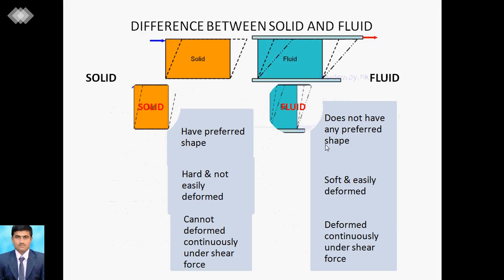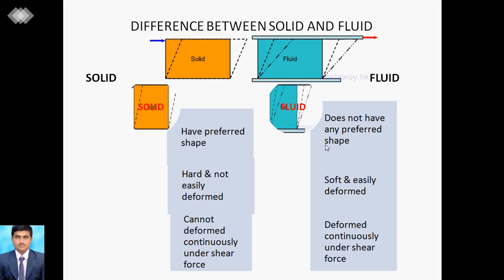Now the differentiation in a different way. First, a solid has a definite shape, but a fluid does not have a definite shape. A solid is hard and not easily deformed, but a fluid is softer and can easily deform. A solid cannot deform continuously under shear force, but a fluid can deform continuously under shear force. So this is the differentiation between solid and fluid.